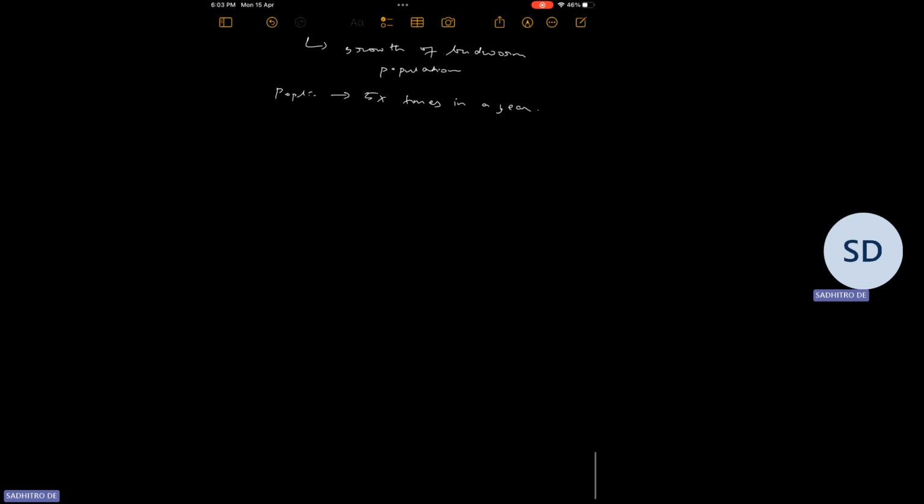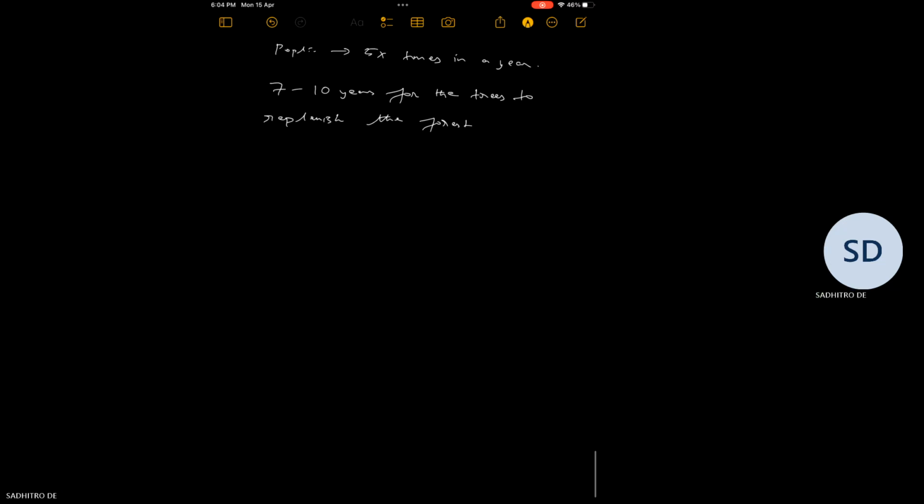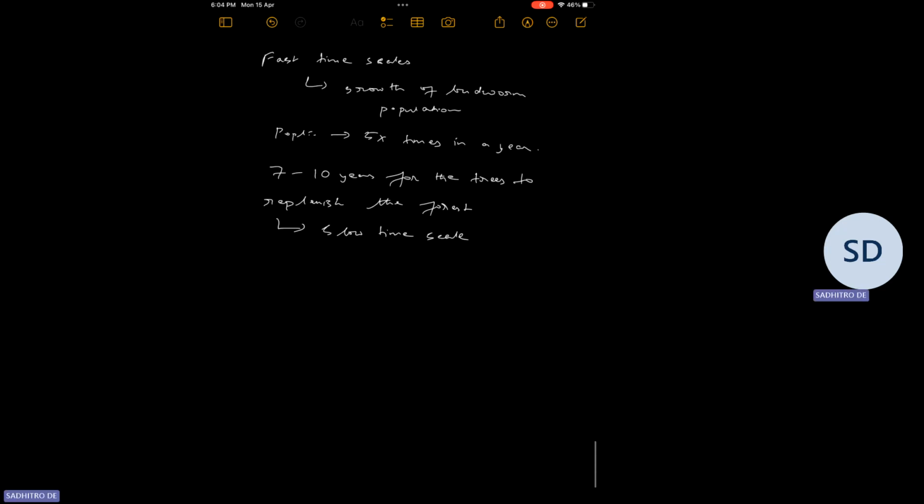And what was the slow variable? The slow variable, as I mentioned earlier, was the growth and death of trees. It takes about 7 to 10 years for the trees to replenish the forest. So this gives me the slow time scale. The fast time scale is associated with the growth of the budworm population, and the slow time scale is associated with the growth of trees.